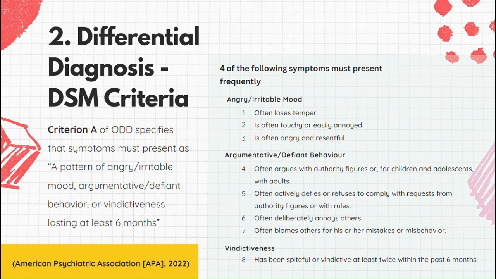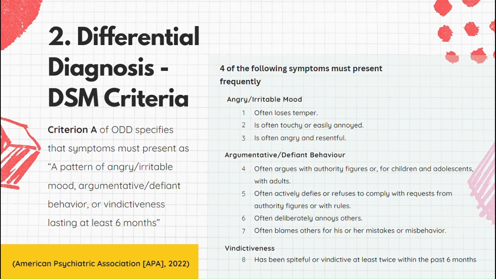The first domain is angry or irritable mood, and the symptoms are 1, often loses temper, 2, is often touchy or easily annoyed, 3, is often angry and resentful. Under the dimension of argumentative or defiant behavior, we have 4, often argues with authority figures or, for children and adolescents, with adults. 5, often actively defies or refuses to comply with requests from authority figures or with rules.